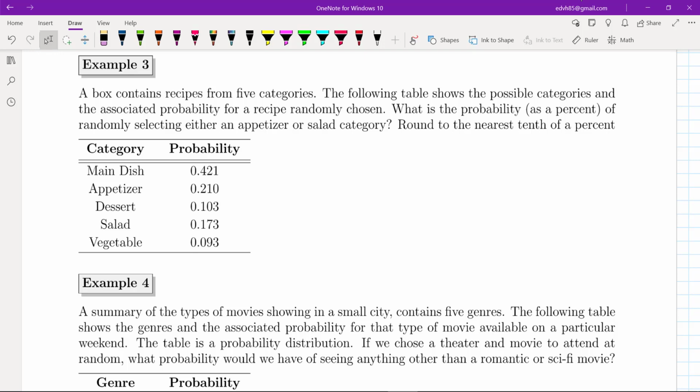You were just given the numbers in words. And if you think about it, here we have 2 events combined. One of them is appetizer, the other event is salad. So let's highlight the corresponding appetizer and its probability, and salad and its probability.